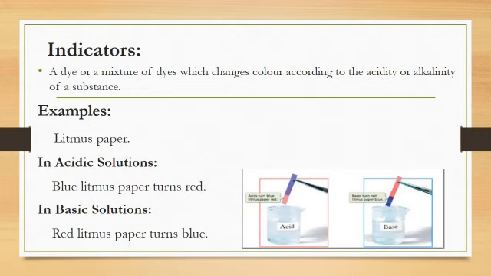Indicators. An indicator is a dye or a mixture of dyes which changes color according to the acidity or alkalinity of a substance. Litmus paper is an example of an indicator. Students, you can see in this diagram that there are two beakers. In the first beaker, an acidic solution is present, and in the second beaker, a basic solution is present. When we dip blue litmus paper in the acidic solution, as a result of this, blue litmus paper changes into red. In the same way, when we dip red litmus paper in the basic solution, red litmus paper changes into blue.